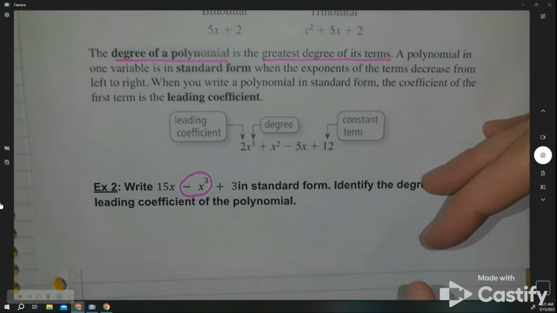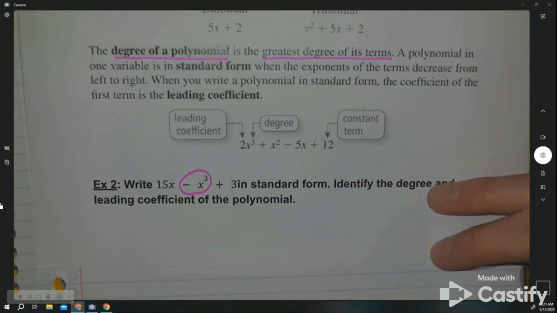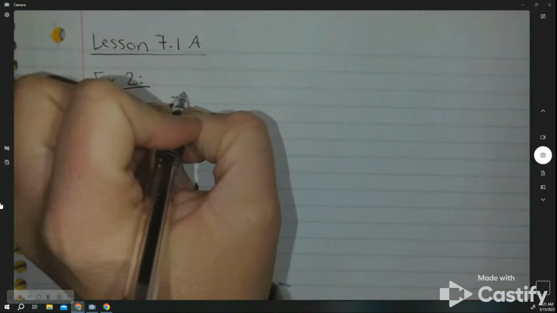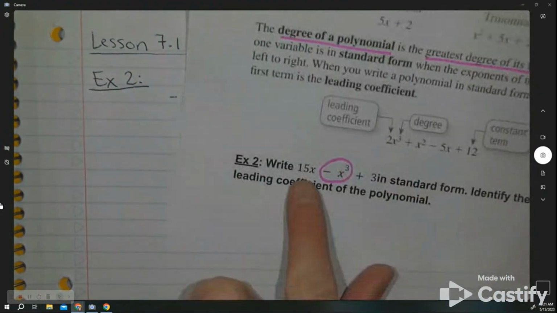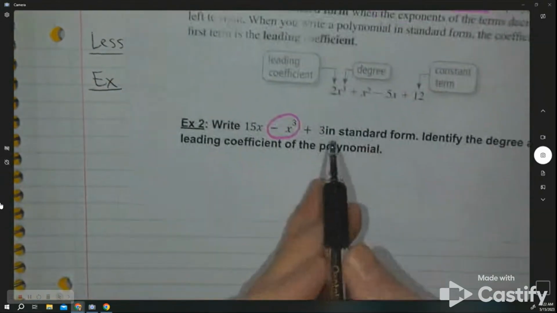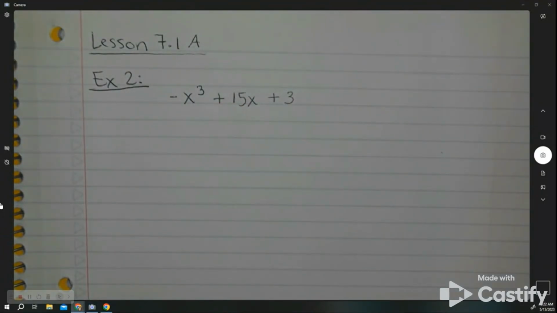Notice how that is negative x to the third power, or minus. So I have to make sure that I include the appropriate sign in front of each term when I'm rearranging the order. Okay, so for example 2, our first term was negative x to the third, followed by my next term, which is 15x, and it was positive, so plus 15x, and then followed by plus 3, which is our last term. So this is now in standard form. Let's just label that here for ourselves as a reminder.